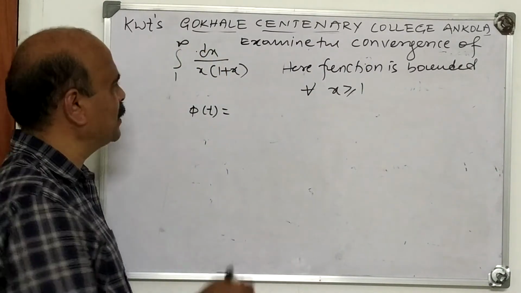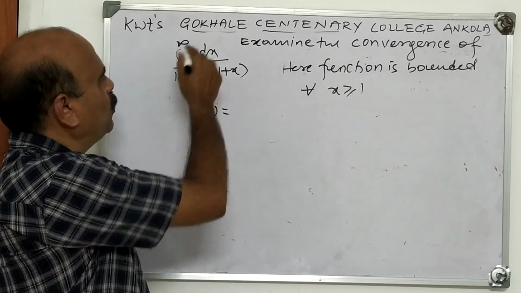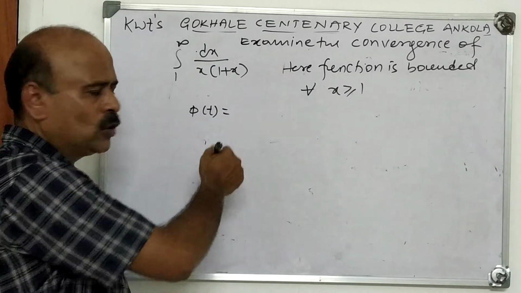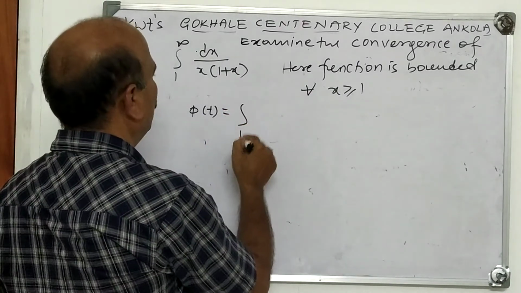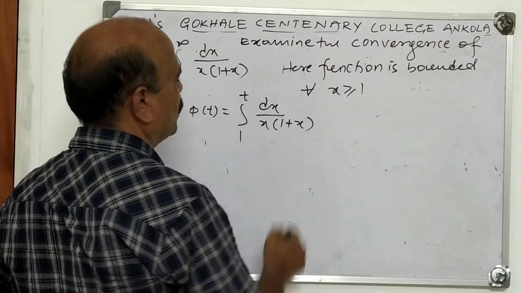And we write phi of t. When do you say that the integral from 1 to infinity of dx by x into (1 plus x) exists? If the limit of phi of t, the integral from 1 to t of dx by x into (1 plus x), as t tends to infinity exists. So we write phi of t is the integral from 1 to t of dx by x into (1 plus x).